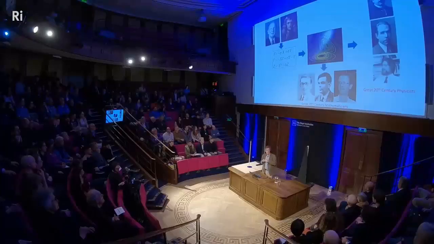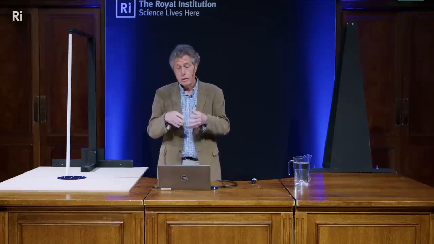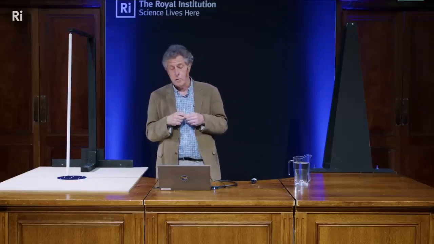At the bottom here, I've got three of the greatest 20th century mathematicians, Kurt Gödel, Alan Turing, and Andrew Wiles. And I'll talk about them a little bit more. And I'm going to claim that this fractal geometry provides a link between the maths of Newton and some of the greatest discoveries in 20th century mathematics that these three individual mathematicians helped show.